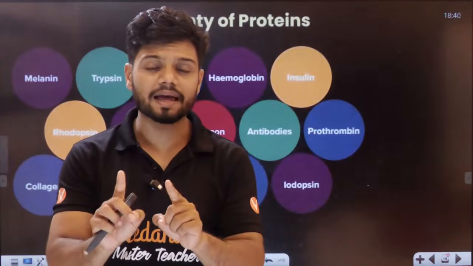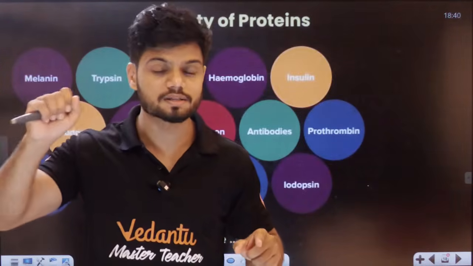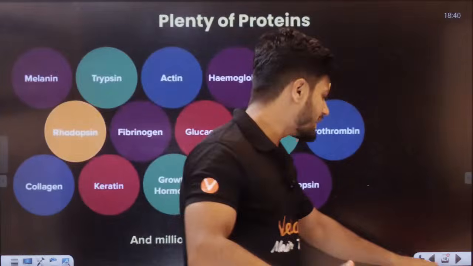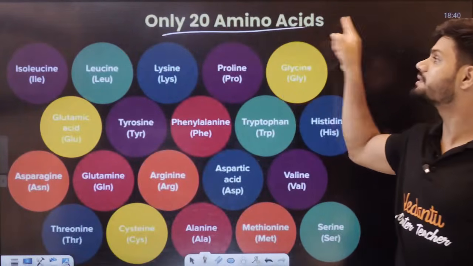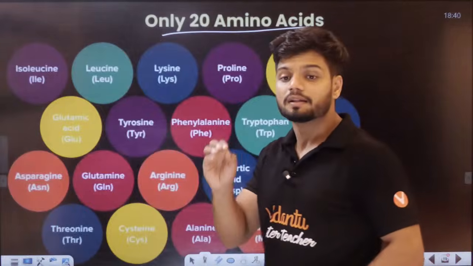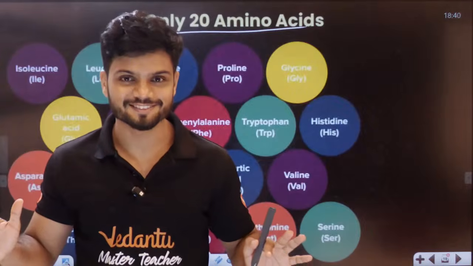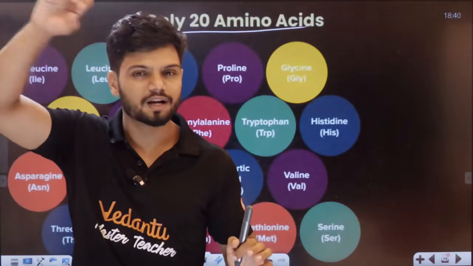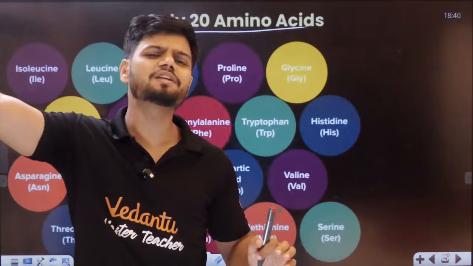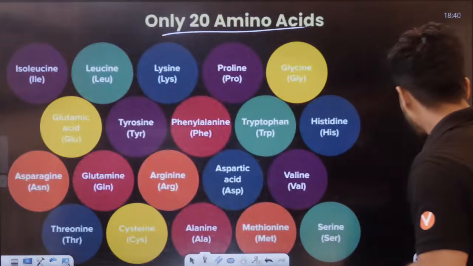Now, just like these 26 alphabets can make up millions of words, in our body or in nature we have around 20 amino acids. Only 20 amino acids. These 20 amino acids make up all the proteins in the world. Crazy, no? So, 26 alphabets, millions of words. 20 amino acids, millions of proteins. That is the power of amino acids, students.